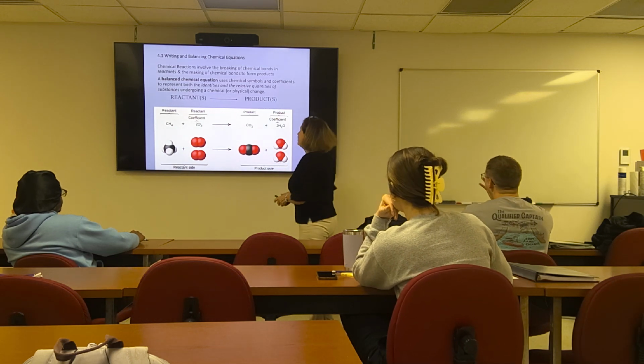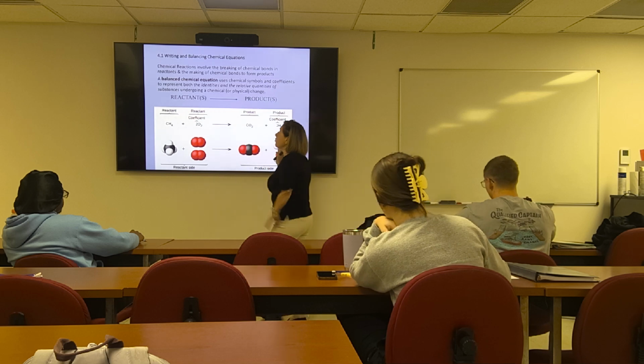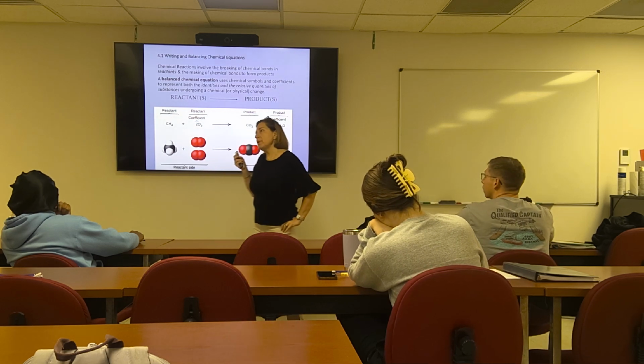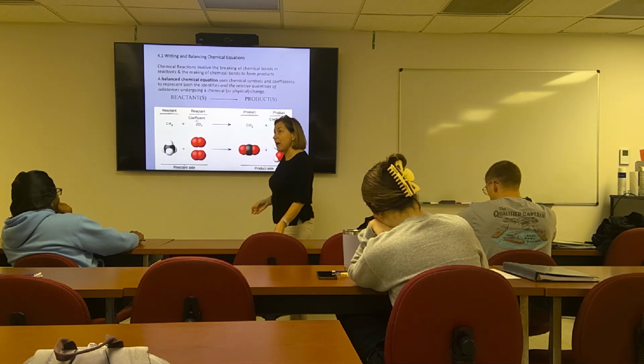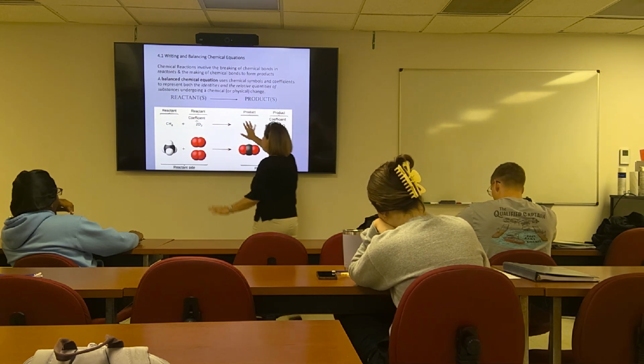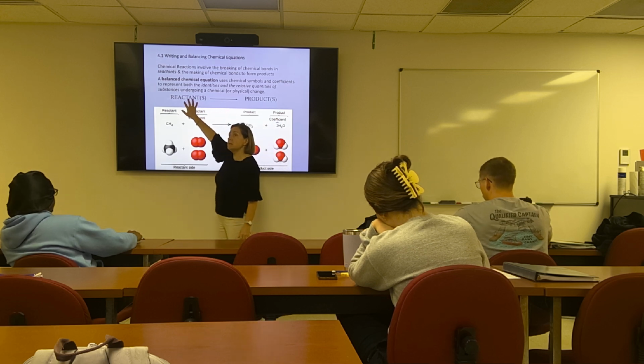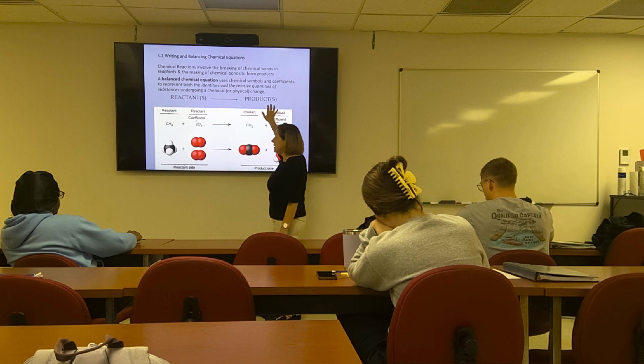Okay. So when we talk about writing and balancing chemical equations, first of all, you have to understand what a chemical reaction is. In a chemical reaction, you have two sides that are separated by an arrow. We call that the yield sign. The side of the reactants and the side of the products, okay?